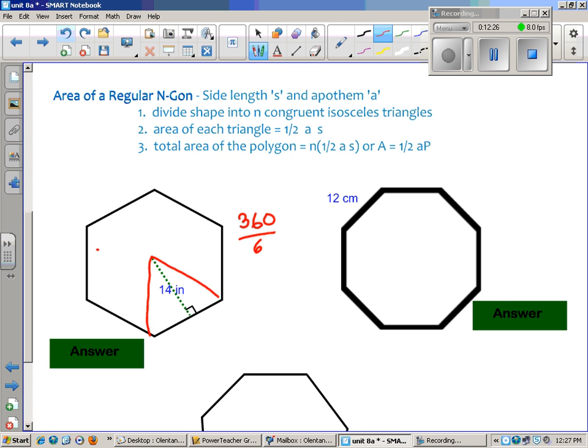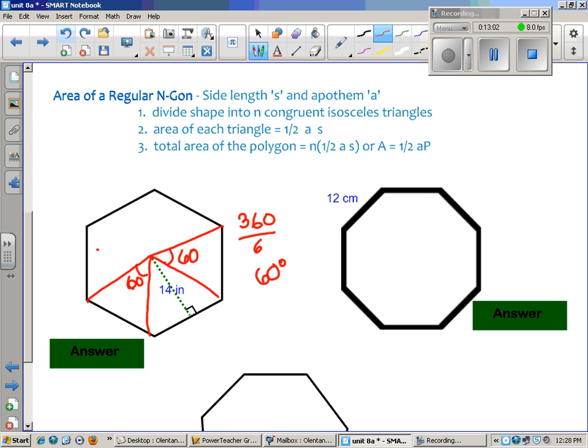If this were a heptagon with 7 sides, I'd do 360 divided by 7. If it was an octagon, I'd do 360 divided by 8. That's going to give me the measure of any one of those triangles that make up the whole shape. So 360 divided by 6 is 60 degrees. Each one of these triangles is 60 degrees. That's 60, that's 60, this one's 60.